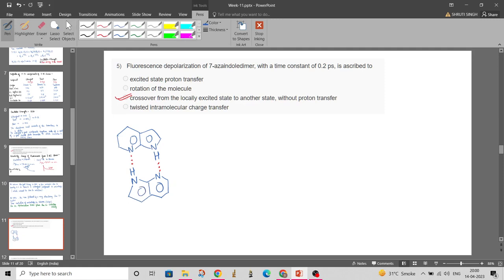So this one is the 0.2 picosecond component, taken for S2 to S1 relaxation. S2 to S1 electronic relaxation. So it is just a relaxation process without the proton transfer.